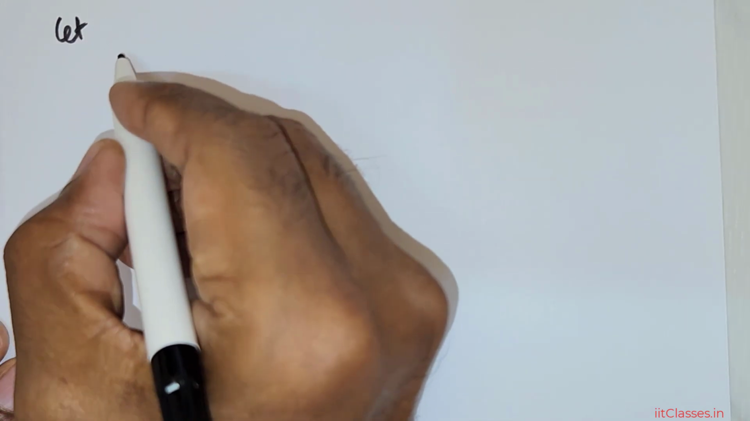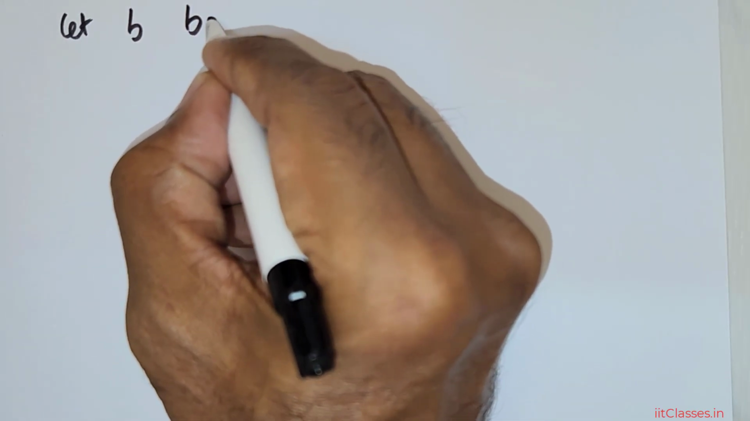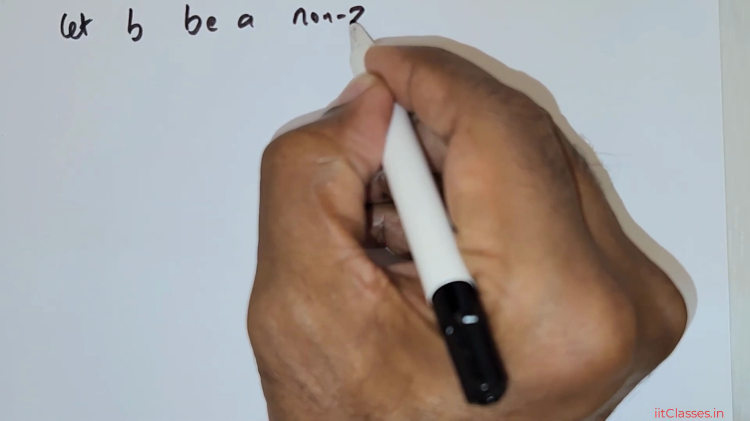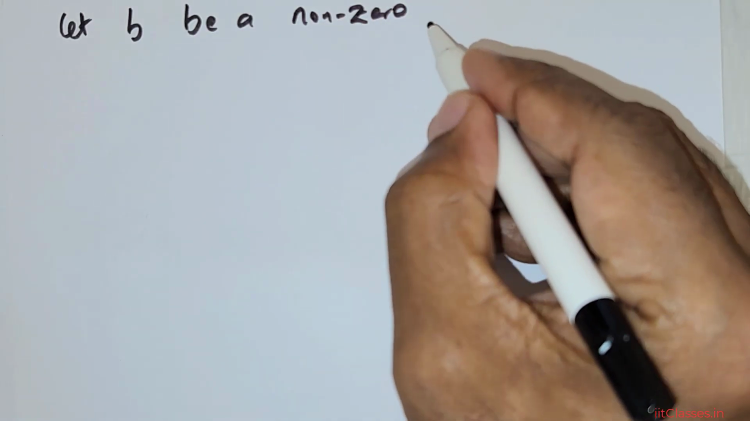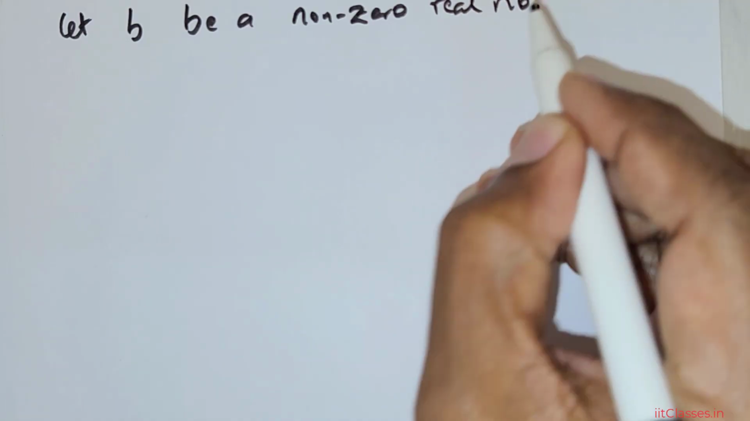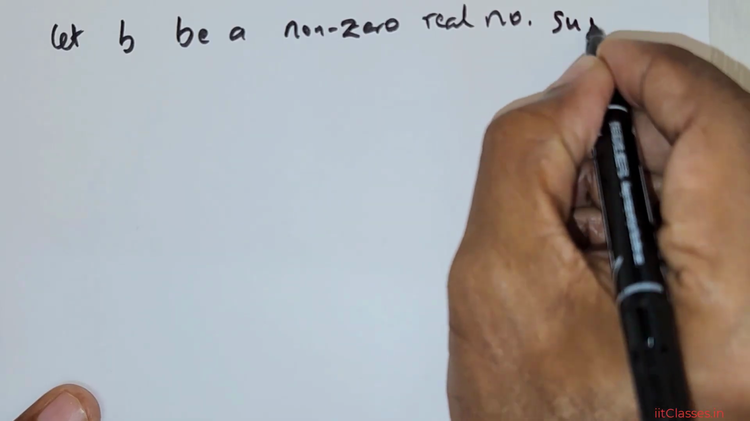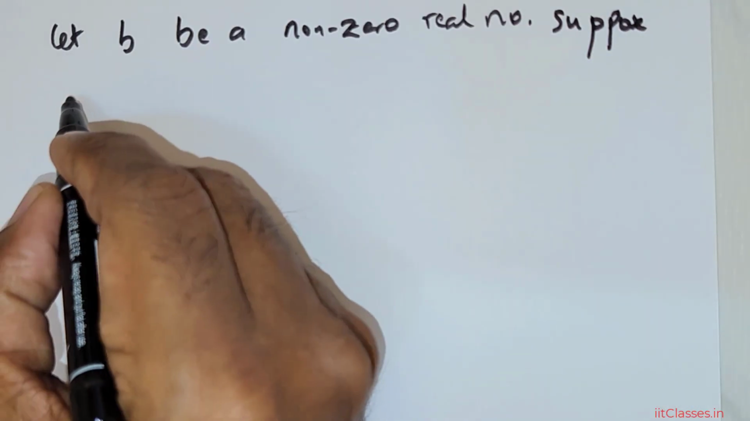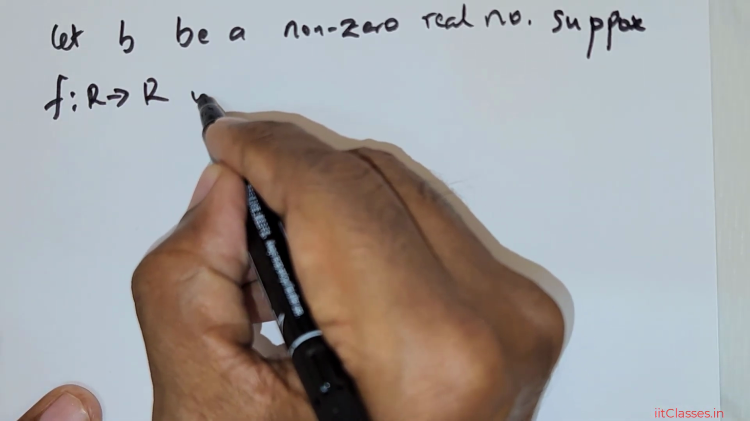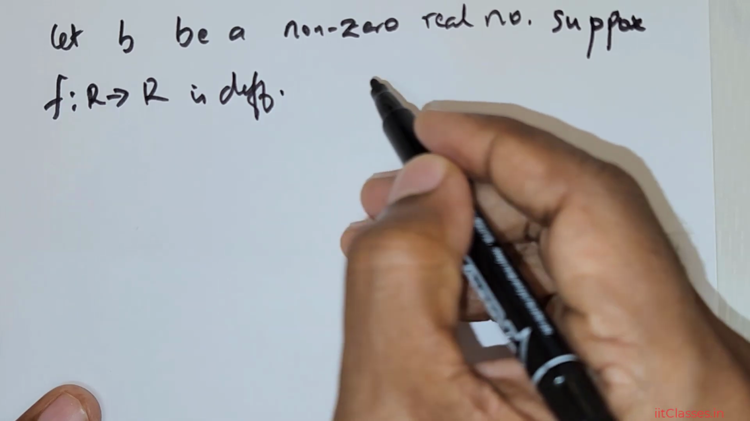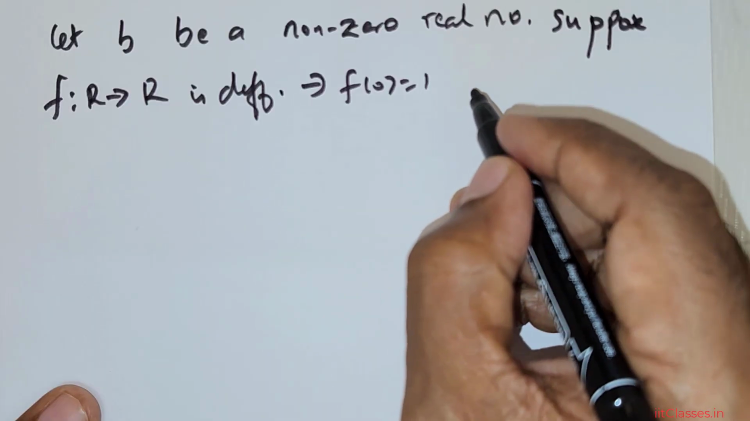So students, we got this question. Let b be a non-zero real number and suppose we got f going from R to R is differentiable such that f of 0 is equal to 1.